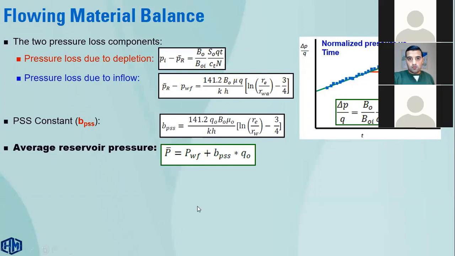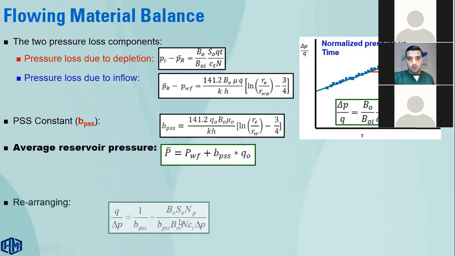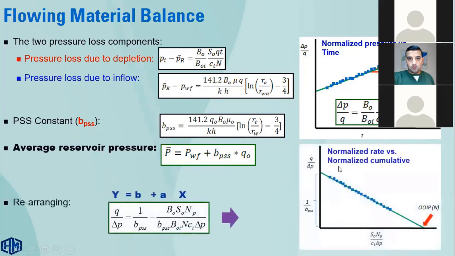and without the need to close some wells during the oil field development or during the production lifetime. So the average reservoir pressure will be calculated as a function of Pwf, oil rate, and the pseudo-steady state constant, this term. Finally, we can plot Q over delta P versus this term on the x-axis. The x-axis intercept of this relationship will be N, or the original oil in place.